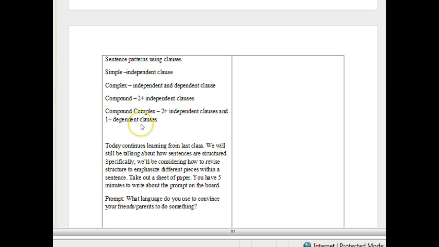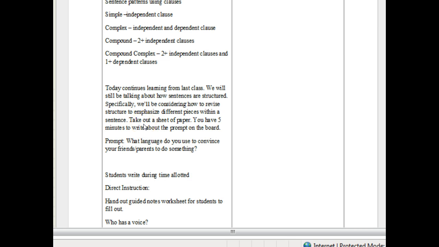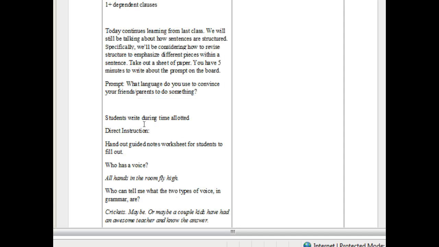All right. So sentence patterns that use clauses, right? And I think you're still reviewing from yesterday. All right? And then here's your prompt. What language do you use to convince your friends or parents to do something? You might want to refine this word just a little bit. Do you want to talk about what types of words do you use, or how do you speak, or something like that?